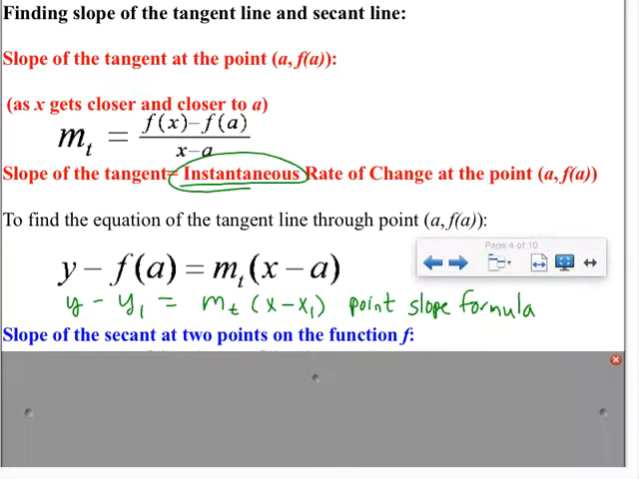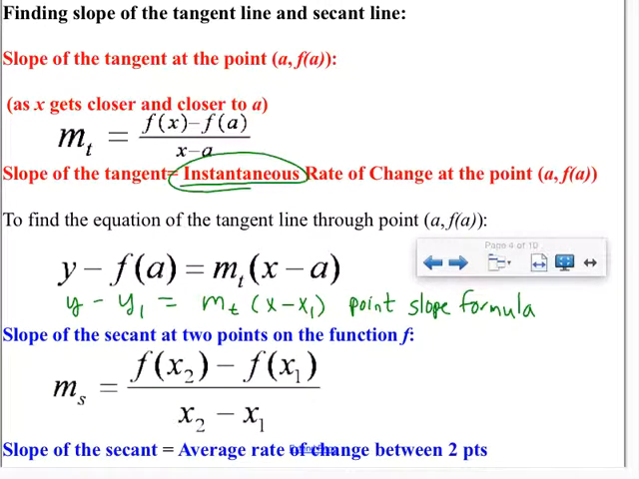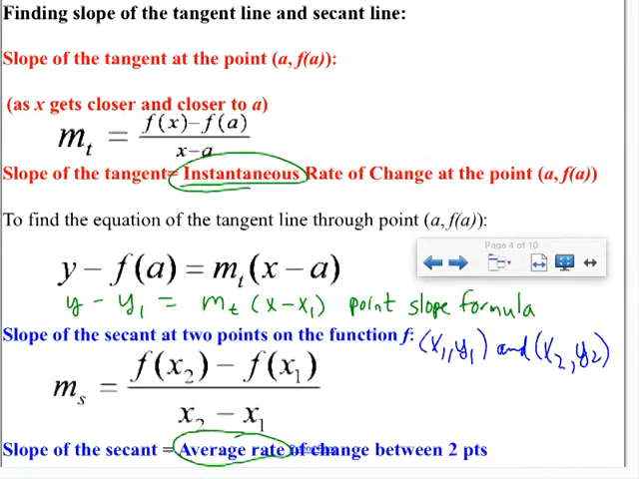The one that you have been finding since you were in an Algebra 1 course is the slope of a secant line. And that basically is we have two points, x1, y1, and x2, y2. So the one that you are familiar with is your normal secant line slope. And for the secant line, the word that you have to remember is an average rate of change. It's an average rate of change.